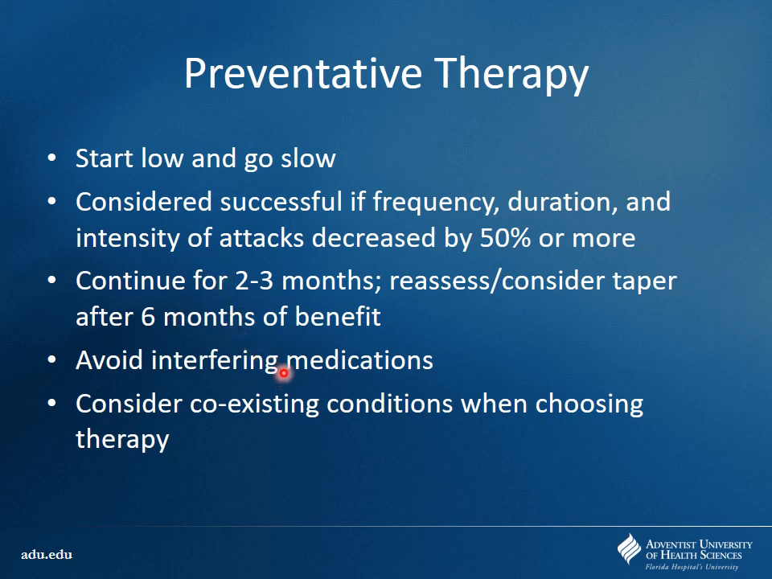Obviously, avoid interfering medications there, and then also consider your coexisting issues, right? So if they have migraines and they have a seizure disorder, maybe valproic acid is a really good option for them. If they have hypertension, maybe verapamil or a beta blocker is going to be good for them. So keep those things in mind about which drug might be best for your patient.